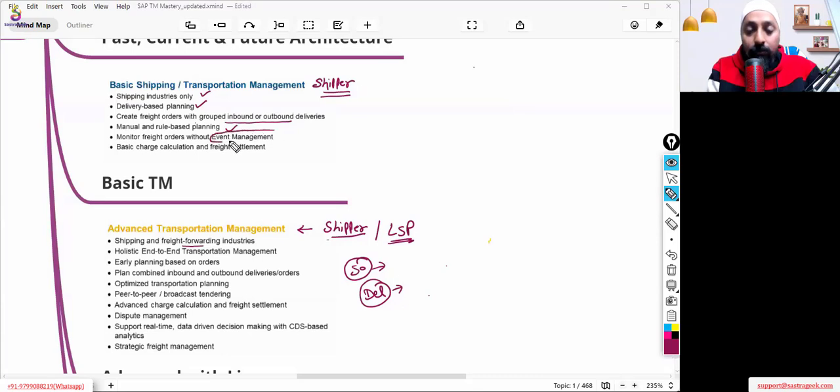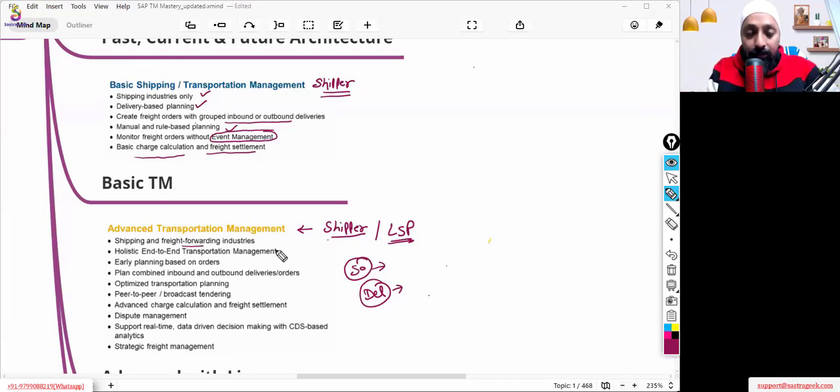Event management would not be available in this, and basic charge calculation and the freight settlement would be available. Only the basic charge calculation, advanced charge calculation would not be available. Now, a lot of these terminology right now, it will not hit in your mind. Just grasp it as it is, because we are going to have a separate full section on the charge management. Okay, almost 1 to 2 days will require to cover the charge management, 4 to 5 hours. So if you don't understand what is charge calculation or charge management, just hold on, we'll cover that.